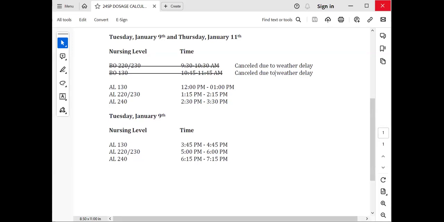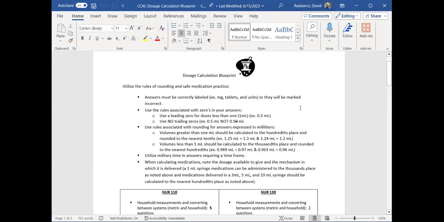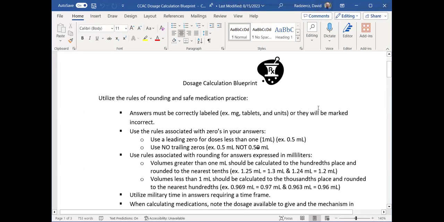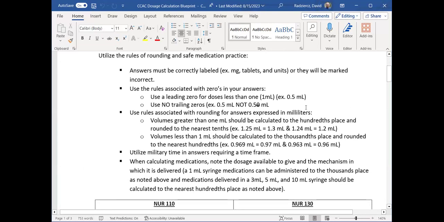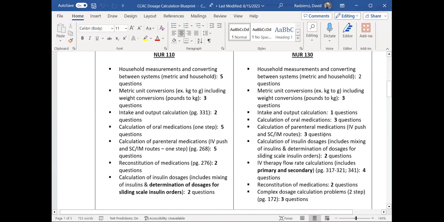The first thing I want to point you guys to is the dosage calc blueprint. A lot of times students will ask me questions like rounding rules and, do we need to do this, that, or the other thing? The blueprint tells you specifically what you're responsible for, as well as what types of questions you're going to see on your test.